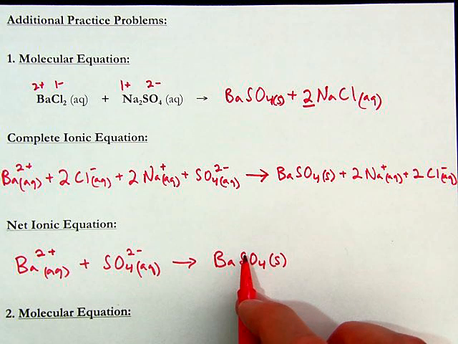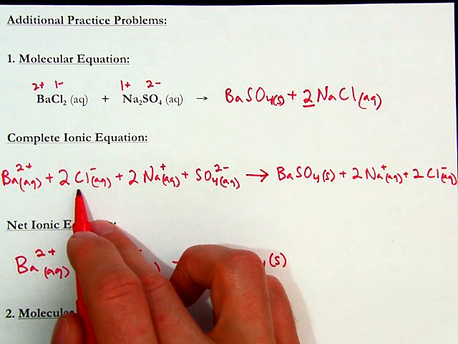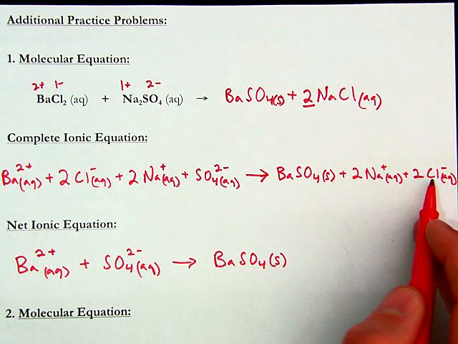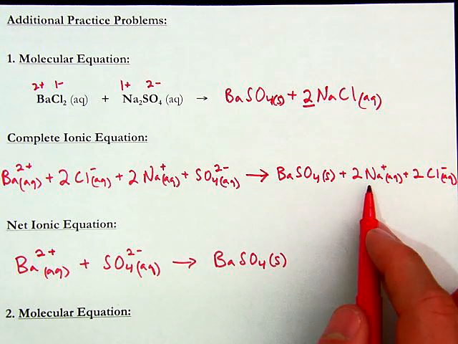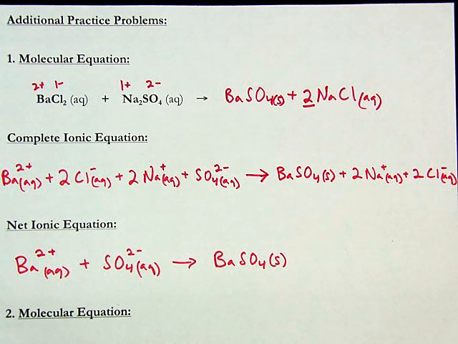We did not include, notice, look, here's 2 chlorines floating around before, 2 chlorines floating around afterwards, 2 sodiums floating around before, 2 sodiums floating around afterwards. Those are spectator ions. We don't include them. They're not involved in making the solid. Okay?